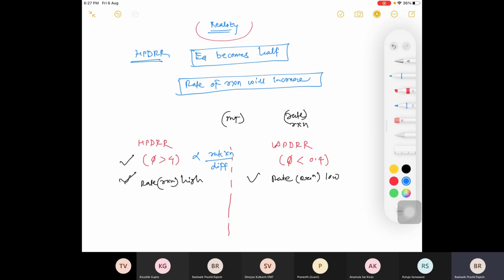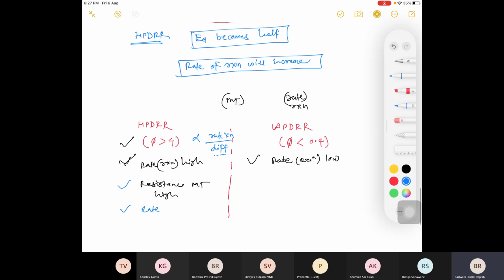Then I also told you, since it is inversely proportional to rate of diffusion, Thiele modulus will be directly proportional to resistance to diffusion, right? Now please tell me, if your Thiele modulus is high, that means resistance to mass transfer is high, right? So write resistance to mass transfer is high. If resistance is high, then the next term, rate of mass transfer, will be low. You can write the opposite point here.